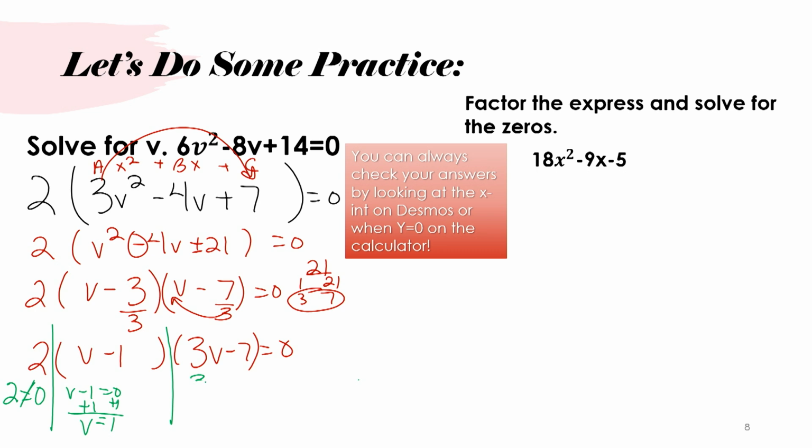Then I have 3v minus 7 equals 0. Using opposite operation, 3v equals 7, division, v equals 7 over 3. So I'm going to write my solution set as 1, 7 over 3. Let's look at this other one. Do I have a greatest common factor?